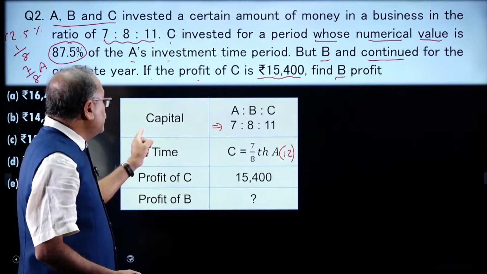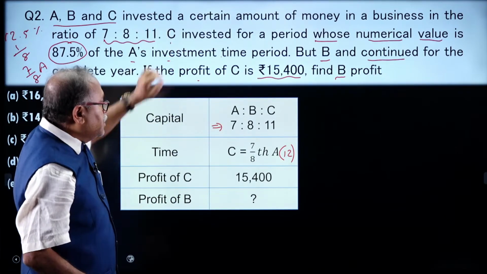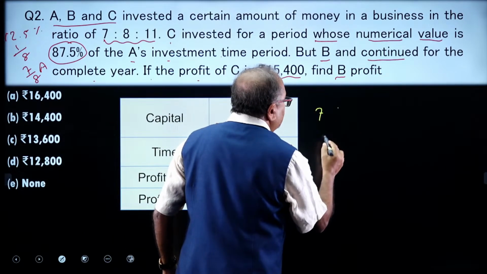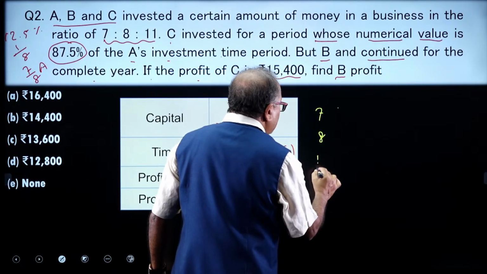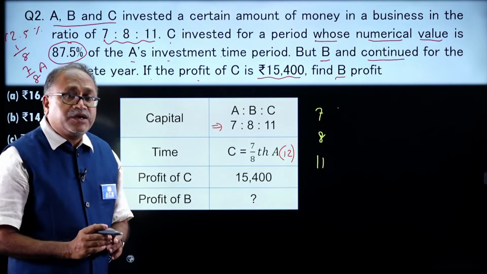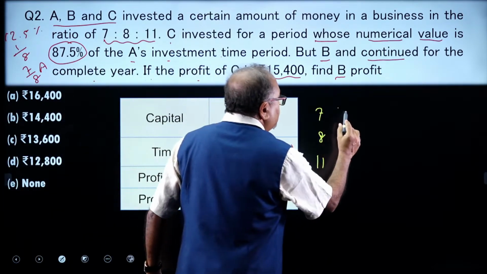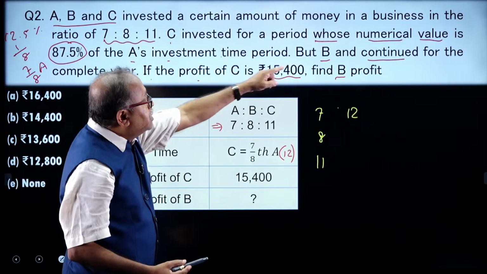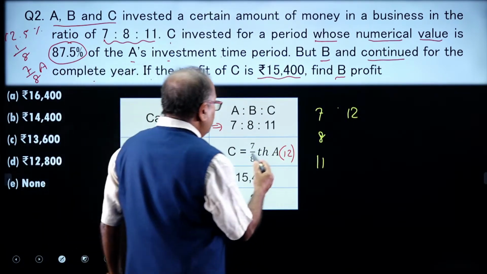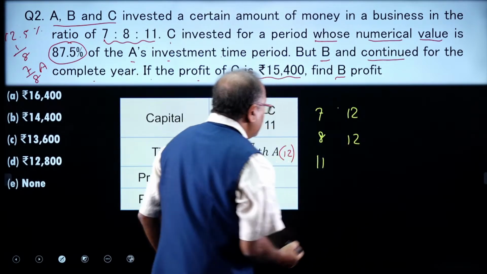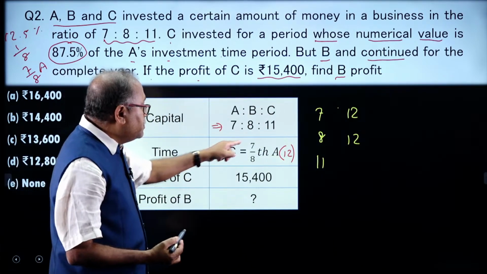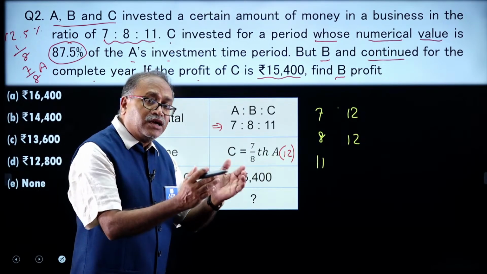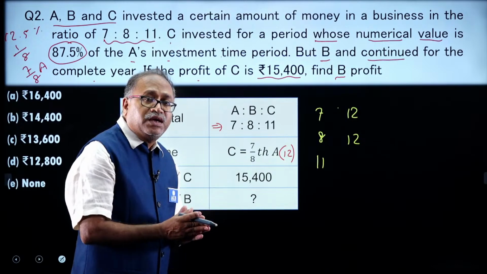We know the capital ratio is given in the question. What is the capital ratio of A, B and C? That is 7, 8 and 11. And what about the time period? A was there for 12 months. B continued for the complete year, so B was also for 12 months. And C stayed in the business for 7/8 of the time period of A, and the time period of A is 12.